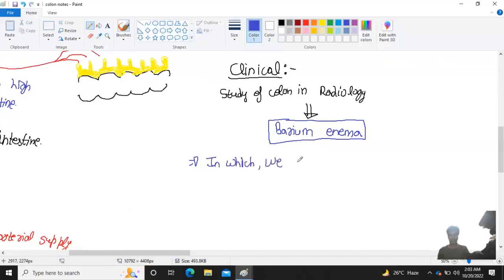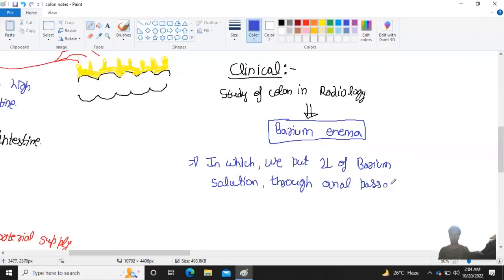in which we put around 2 liters of barium solution through the anal passage, the important point, to see the sacculations, basically haustrations of the colon. Done. This is the clinical point.